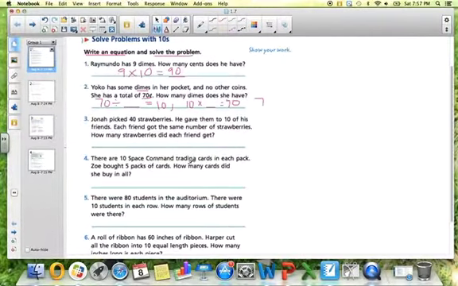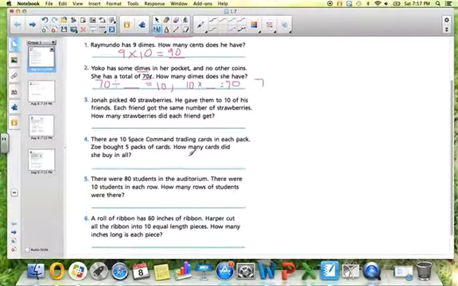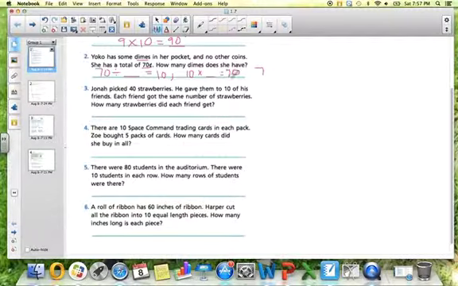All right, number 3. Jonah picked 40 strawberries. He gave them to 10 of his friends. Each friend got the same number of strawberries. How many strawberries did each friend get? So there's 40 strawberries, and he gave them to 10 friends. We have 40 divided by 10 equals what? Or you can write it the other way like we did up here. And the answer is 4 strawberries.